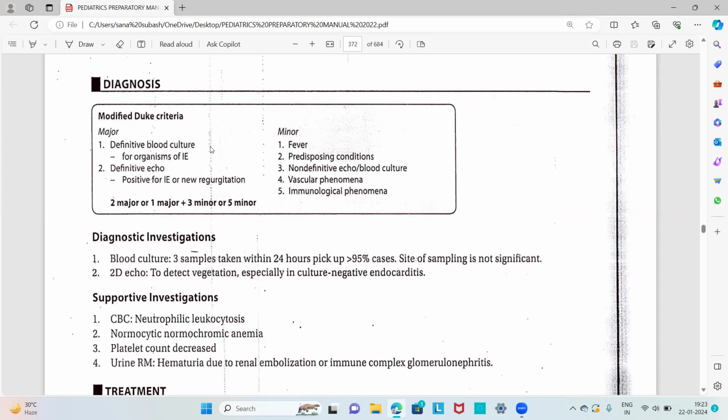So to diagnose infective endocarditis, two major, or one major plus three minor, or five minor criteria should be satisfied.